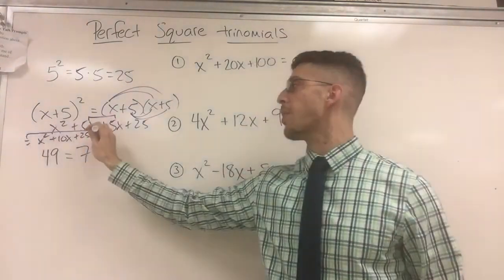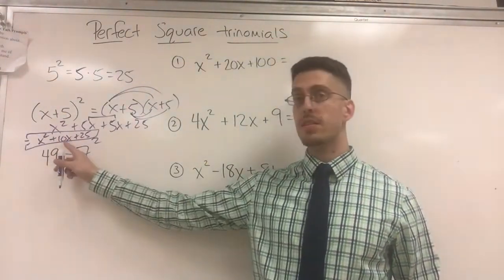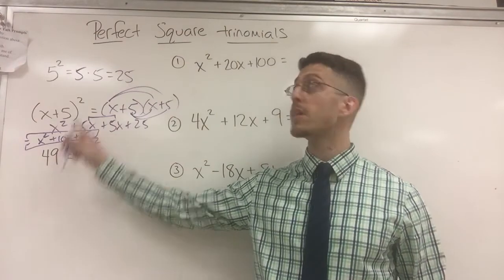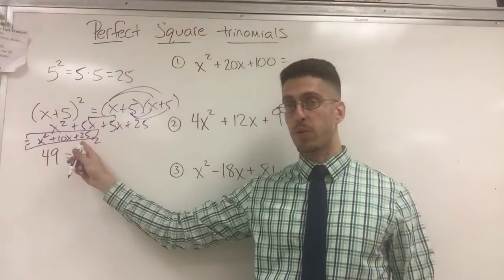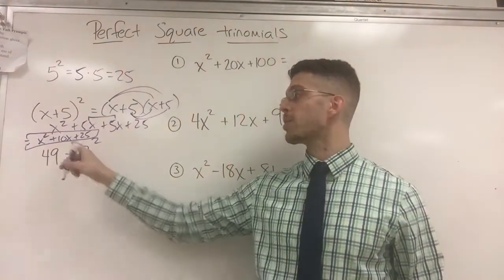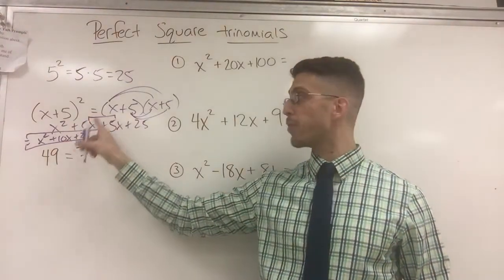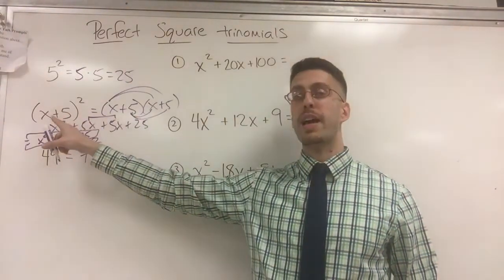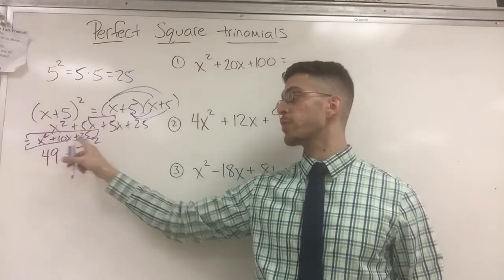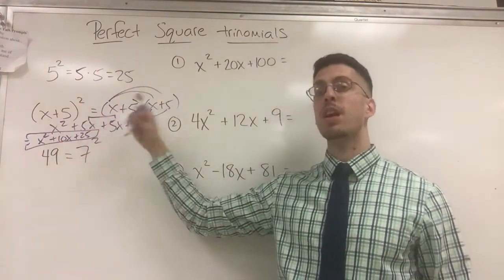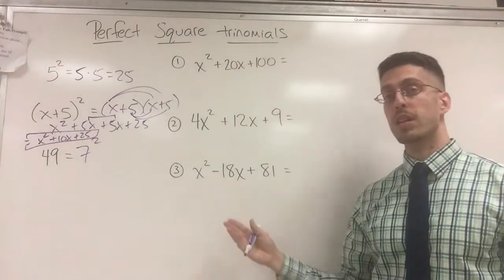Now if you look at this, x squared plus 10x plus 25, this is considered a perfect square trinomial. Why? Because it's a trinomial, for one, it has 3 terms, but it's a perfect square because it can be rewritten in factored form as a base squared, something to the second power. So this is a perfect square trinomial because it came from something times itself. If you get that, you'll be able to do these 3 really easily.